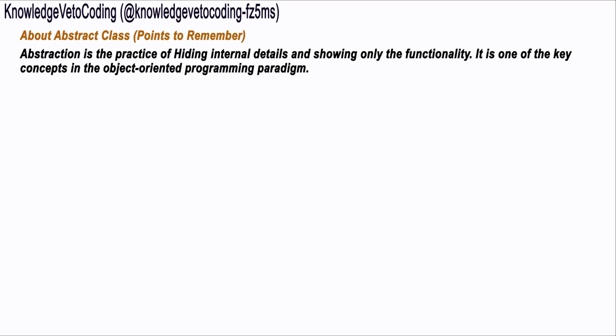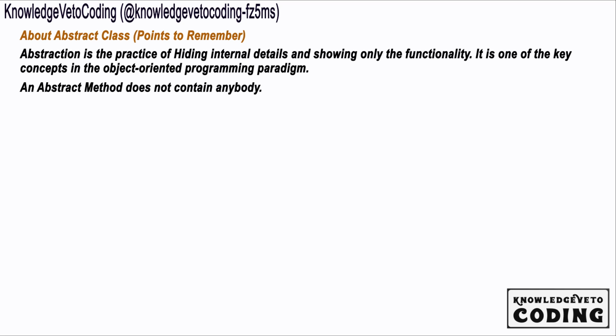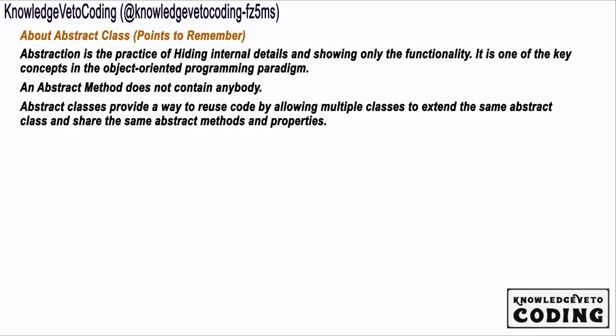Abstraction is the practice of hiding internal details and showing only the functionality. It is one of the key concepts in the object-oriented programming paradigm. An abstract method does not contain any body. Abstract classes provide a way to reuse code by allowing multiple classes to extend the same abstract class and share the same abstract methods and properties.